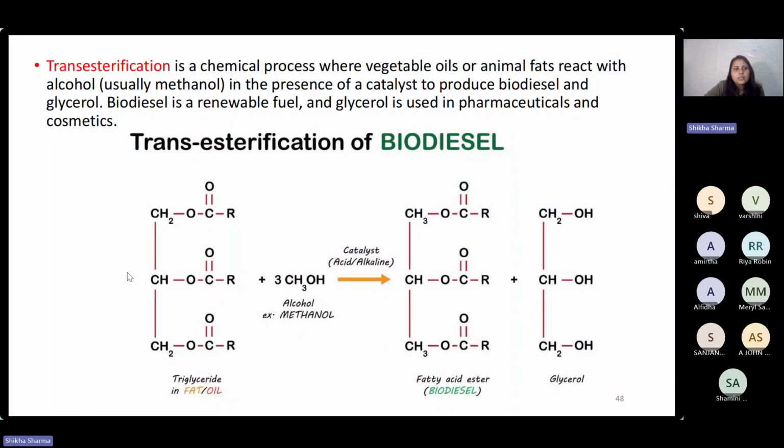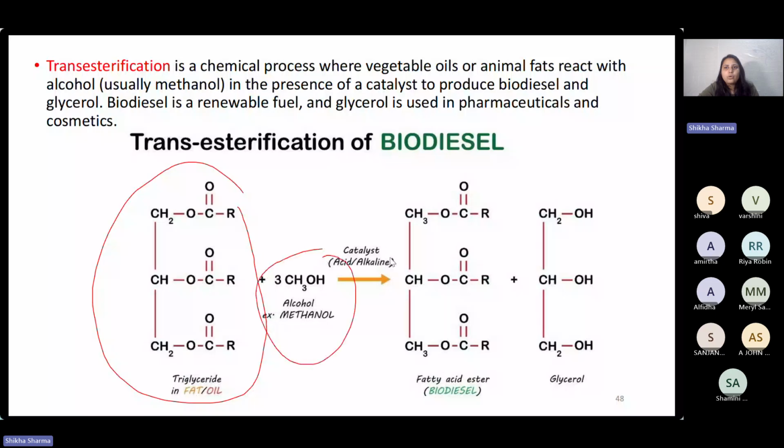Next is the trans-esterification process, which is a chemical process where vegetable oils or animal fats, which contain triglycerides, react with alcohol or methanol in the presence of a catalyst, so that biodiesel and glycerol can be produced. This biodiesel is basically used as a renewable fuel, and the glycerol is used in the pharmaceutical and cosmetic industries.